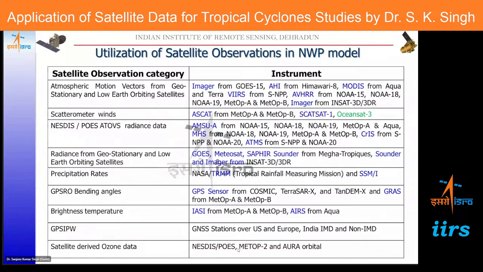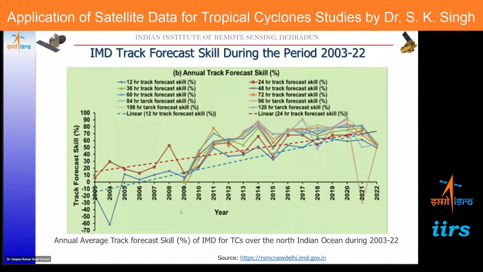So after assimilation, it helps to improve the forecast of the numerical weather prediction model. This picture shows the operational forecast skill of the IMD. You can see from 2003 to 2022, the forecast skill at every 12 hours. We can see that this blue and red linear line shows the forecast skill of the 12-hour forecast and 24-hour forecast. It has increased over the years.